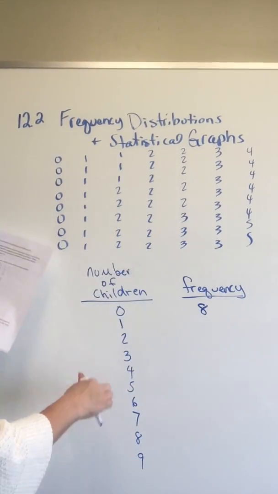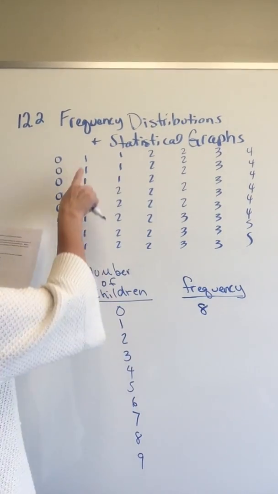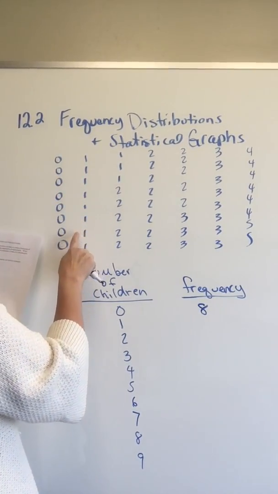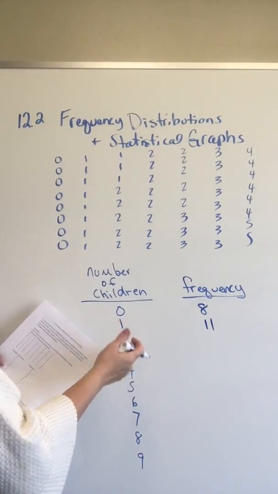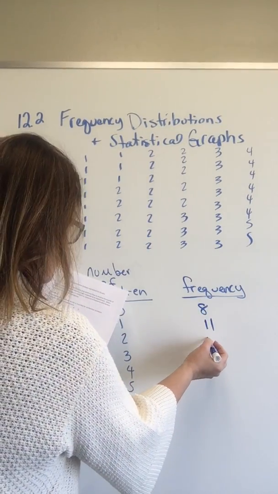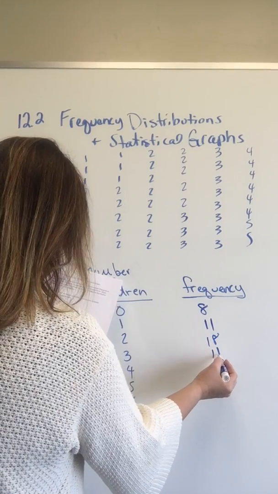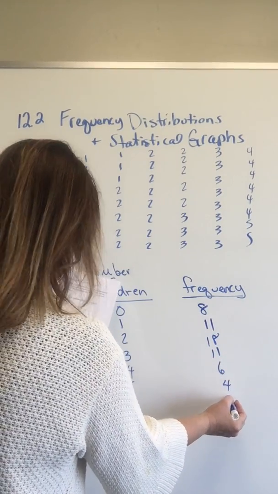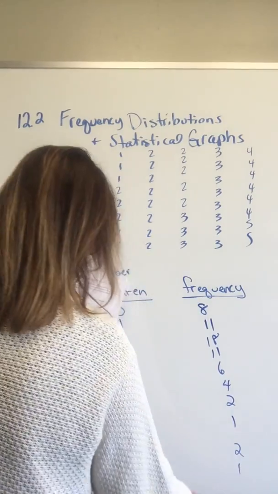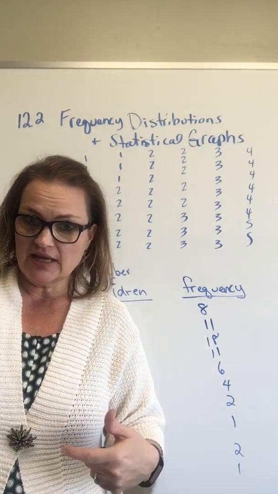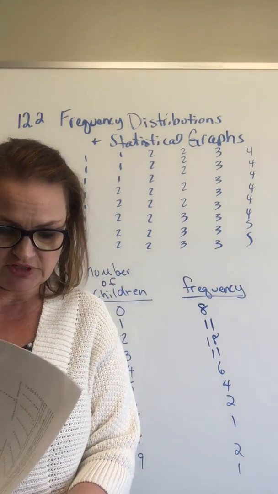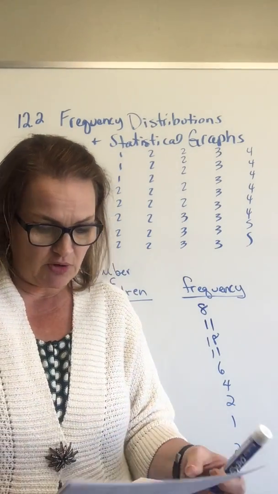Then we keep going through that. How many people said they had 1 child? 1, 2, 3, 4, 5, 6, 7, 8, 9, 10, 11 said that, and so on and so forth. I've got your numbers here for you in your notes, so let me go ahead and write that down. Then I have some questions for you. If you want to pause and answer these questions, feel free to always do that. I want to keep rolling though.